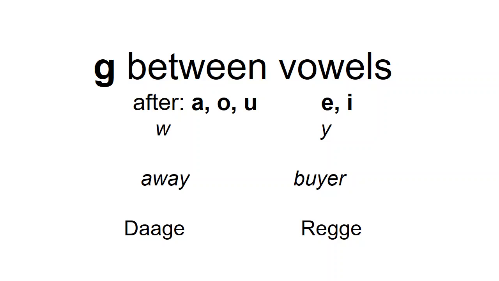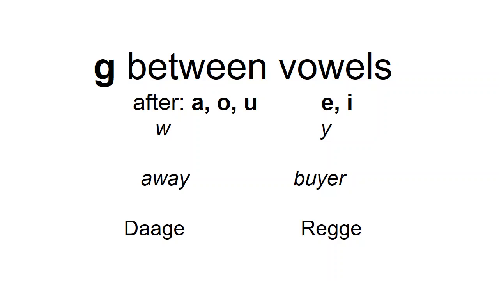Now, after an A, O, or U, the G usually sounds like a W, as in a word like away. For example, we've got the Pennsylvania Dutch word daw, which means days. You might remember we saw the word dag at the very beginning, which means day. To make the plural, you tack on this little E, but because the G is now between vowels, it now says w, daw, days.